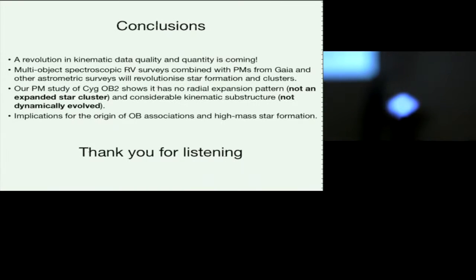And I'll just finish with my conclusions, which are basically that there is a revolution coming in kinematic data quality and quantity. This is coming from multi-object spectroscopic surveys and proper motions from Gaia. And this is really going to revolutionise our view of star formation and star clusters. As an example, I've given our proper motion study of Cygnus OB2, which shows that it has no radial expansion pattern, suggesting it's probably not an expanded star cluster, and it shows considerable kinematic substructure, suggesting the group is not dynamically evolved. And all that means for the origin of OB associations and high-mass star formation is, I think, worthy of much discussion. Thank you very much for listening.